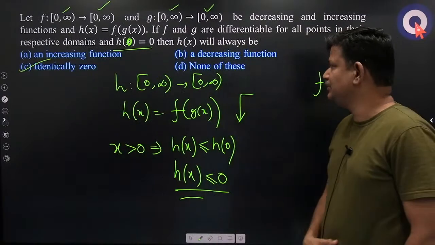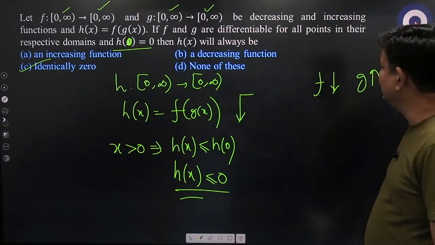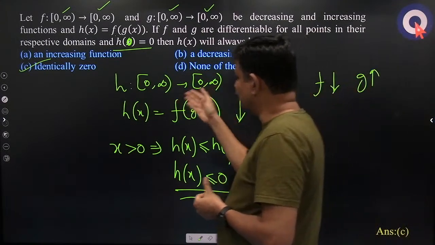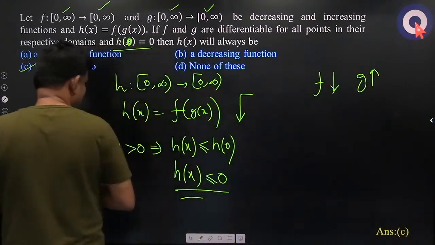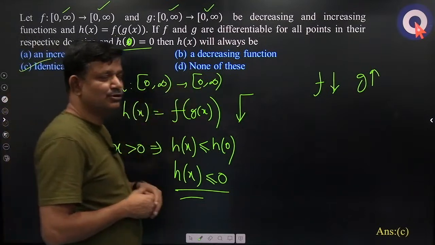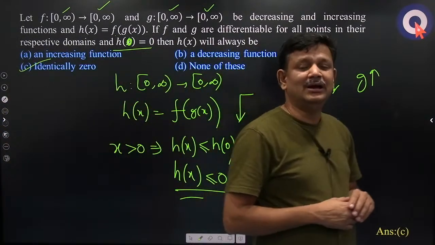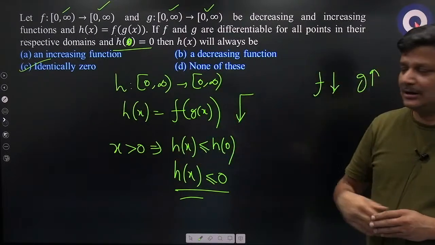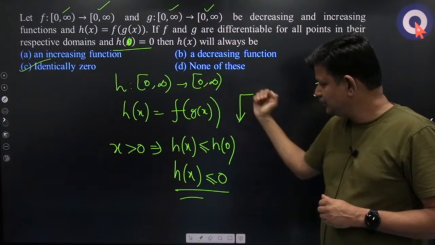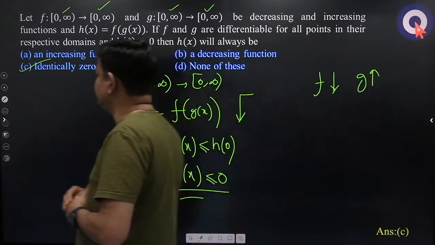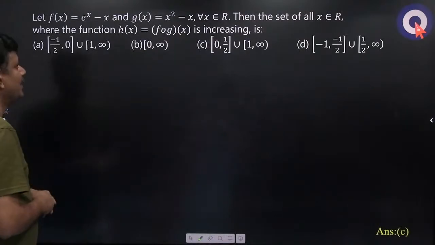It is not possible for it to be strictly increasing or strictly decreasing. By composition, it is coming out to be decreasing, not strictly, but decreasing. Strictly decreasing is not possible because its codomain is given to be 0 to infinity. H of x values cannot be greater than 0 and cannot be less than 0. So what can happen is it can be constantly 0. So h of x should be identically 0.